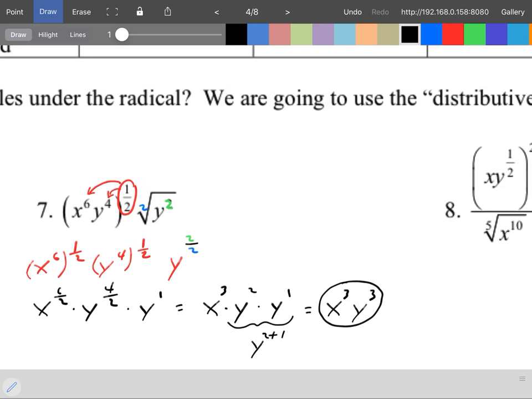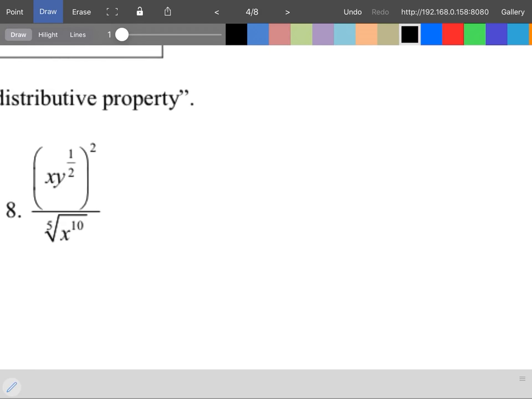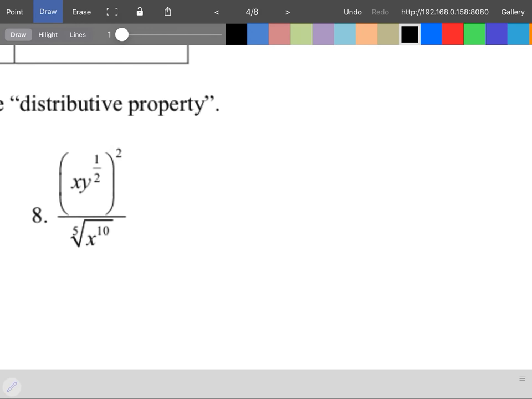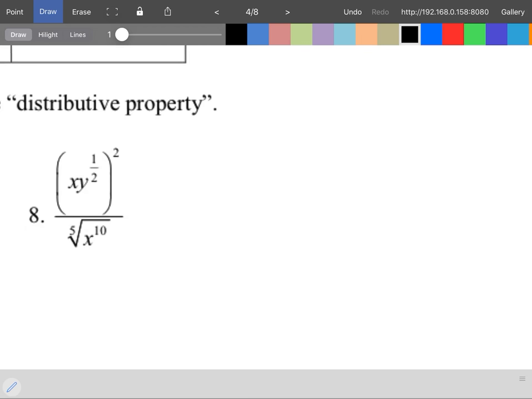All right, then we're on the last one. So last one for today is number 8. So number 8, the first thing I'm going to do is apply that second power on the outside of that product. So this second power is going to go on this x, and it's also going to go on this y to the 1/2 power. So then that's going to become x squared, and then y to the 1/2 to the second power.